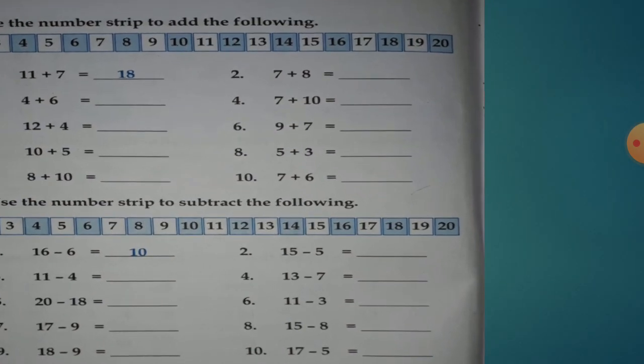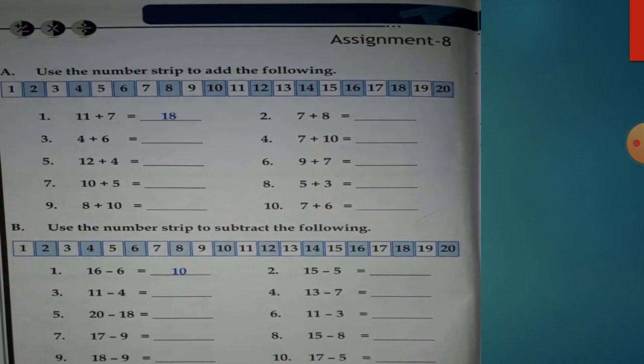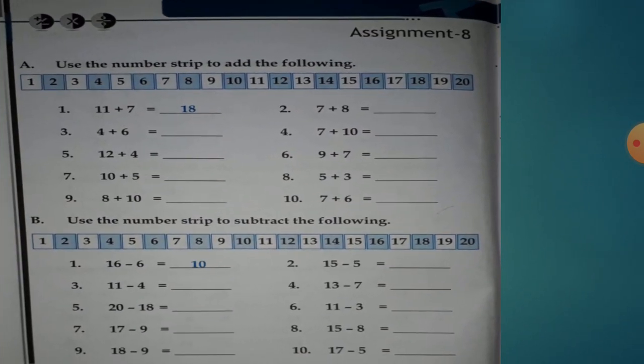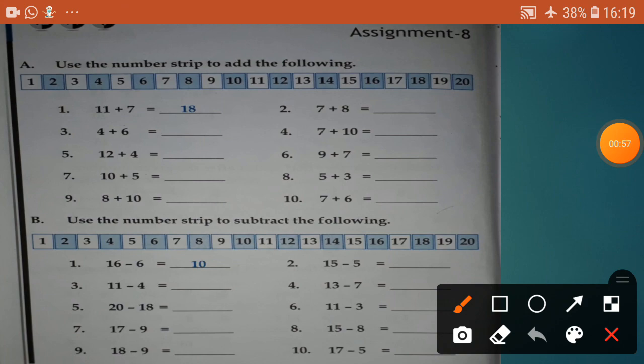A. Use the number strip to add the following. The number strip you see here goes 1, 2, 3, 4 up to 20. Okay. So see here, number 1: 11 plus 7. You see number 11, you add 7, so the total is 18.